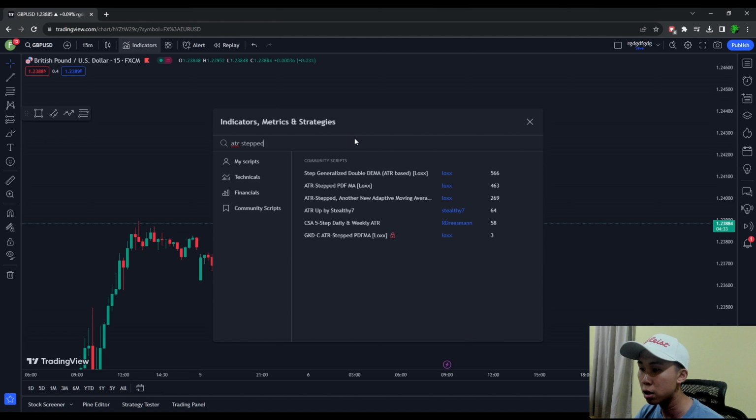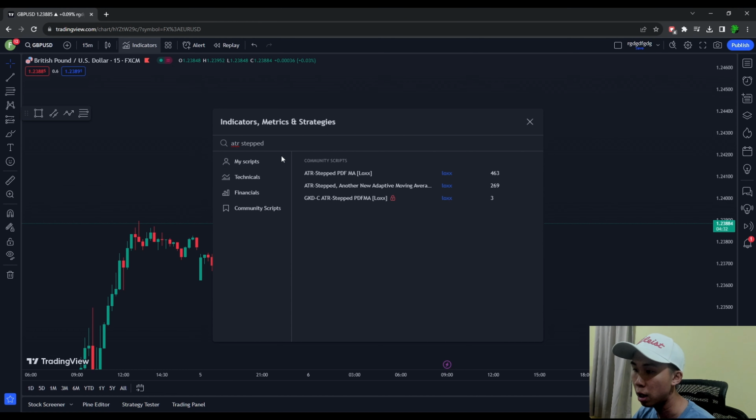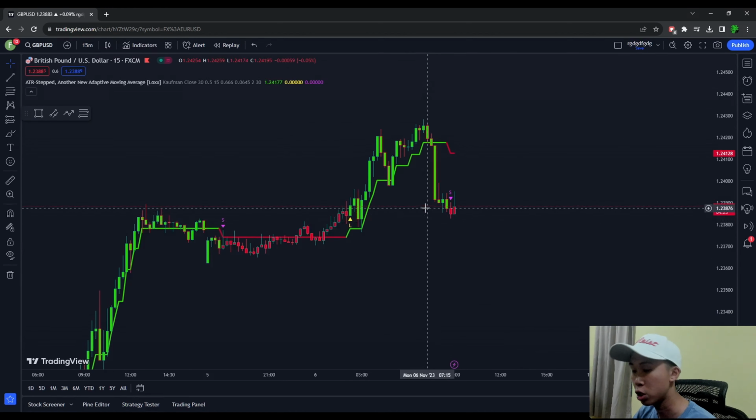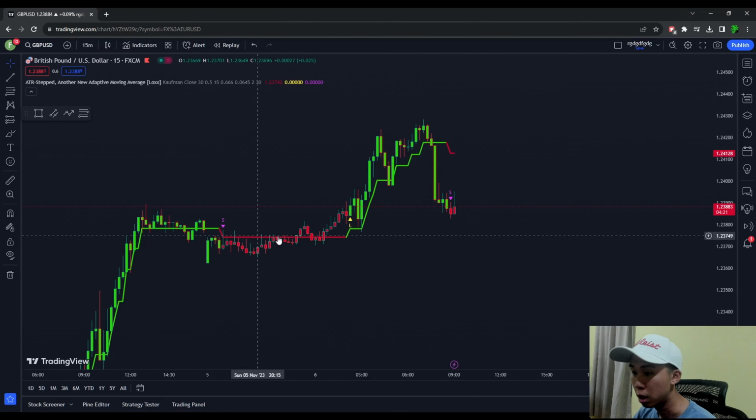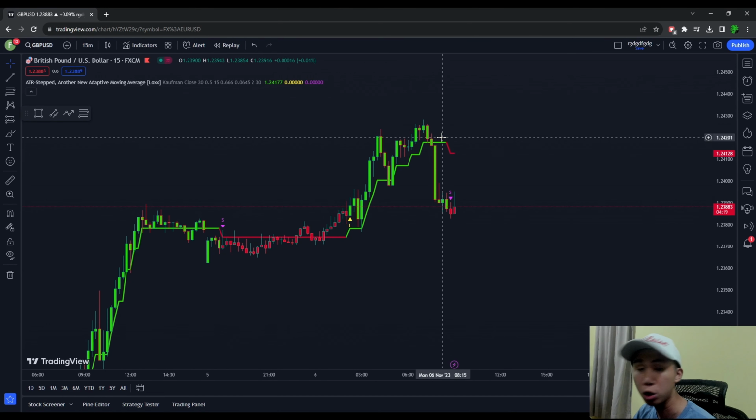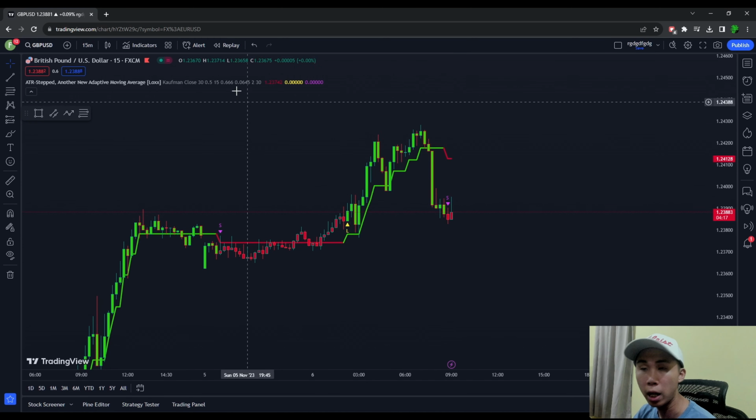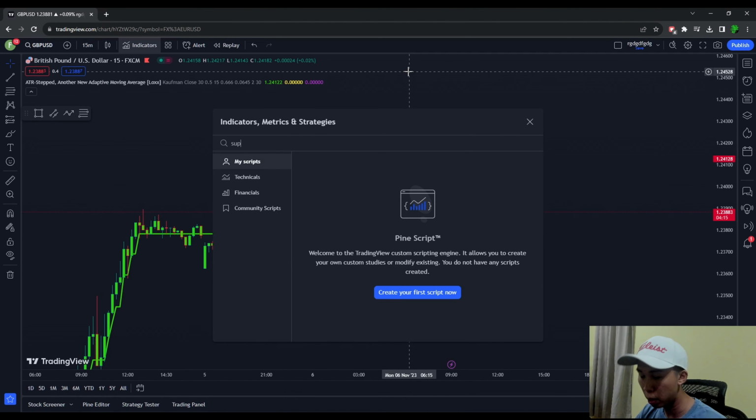Firstly, we need to head to the indicator section in TradingView. The first indicator is the ATR Step. You can see ATR Step, another new adaptive moving average by LOGS. Choose this one, press it, and it's going to get applied on the chart. You can see there's some red line, some green line. That's totally normal.